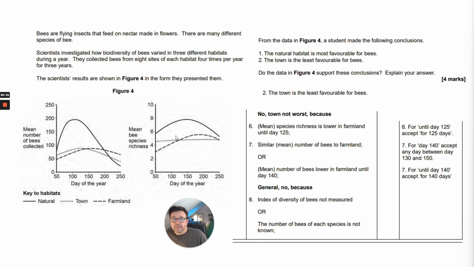No, it's not, because you can see species richness is lowest in farmland, okay, up to about day 125. There's similar numbers of bees in farmland, okay? So there's lots of different things you can talk about there. I would probably mention the days of the year as well in your answer.